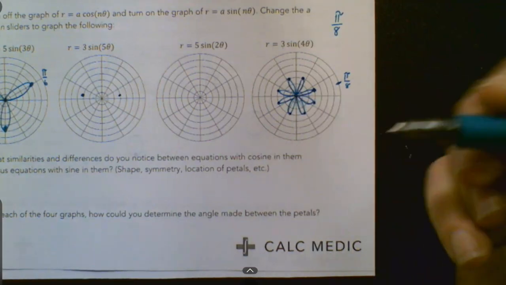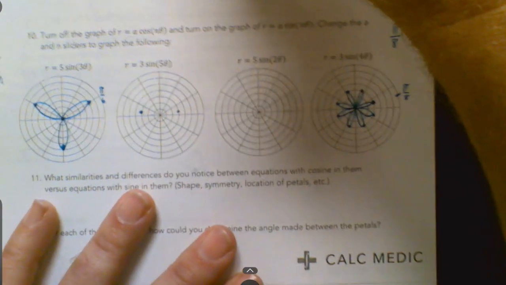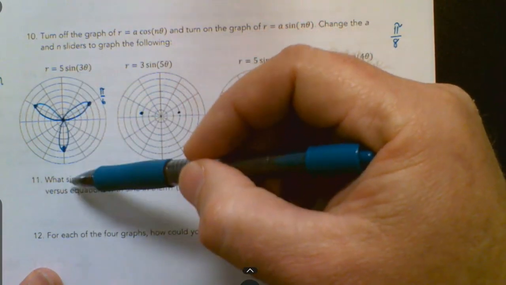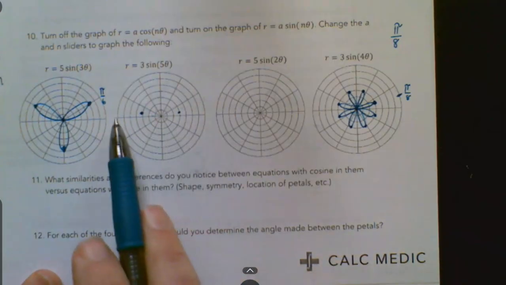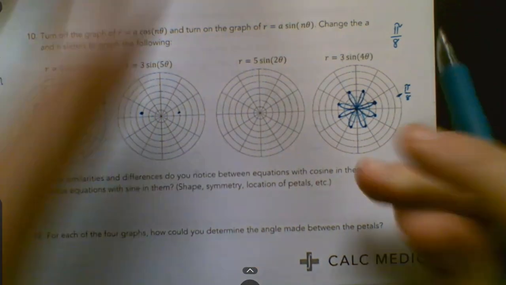Pretty close. So anyway, there we go. Symmetry, keep that in mind. Those are popular AP questions. So sine graphs are symmetric to the pi over 2 axis. Cosine graphs were symmetric to the polar axis. So that's something to keep in mind.